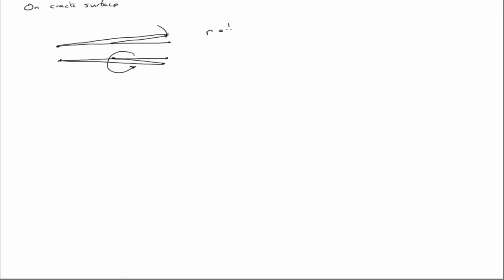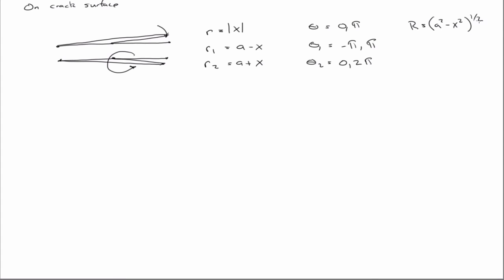Here r is the absolute value of x on the crack surface. R1 is a minus x. R2 is a plus x. Theta is 0 and pi. Theta 1 is minus pi and pi. Theta 2 is 0 and 2 pi. Big R is the square root of a squared minus x squared, and gamma is either pi or 3 pi over 2. The commas indicate the two approaches, from the top or from the bottom.